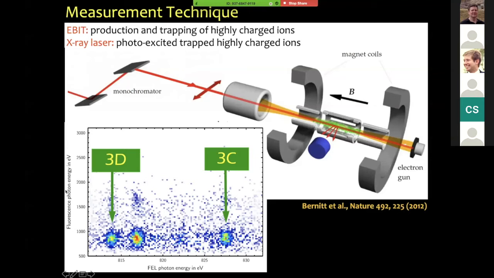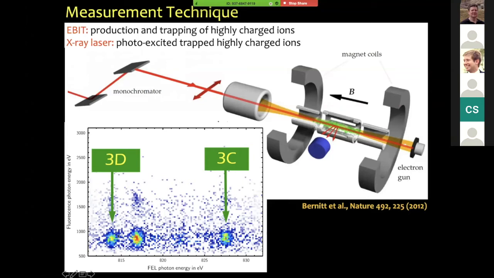And this is the typical plot we record. This is the fluorescence photon energy, which is recorded with this X-ray detector. On the x-axis, you can see the FEL photon energy, which we record with the monochromator. You can see that at 812 we photo excite line 3D, and at 826 we photo excite line 3C.